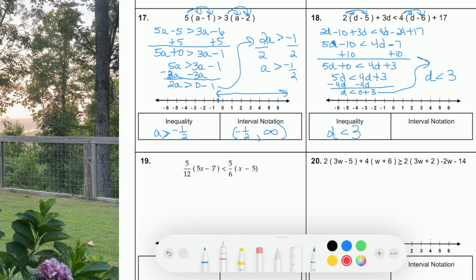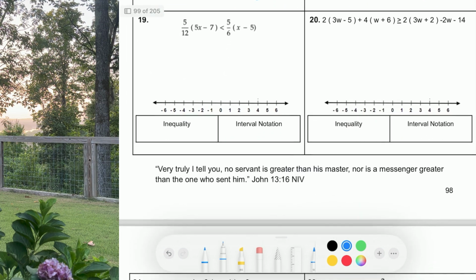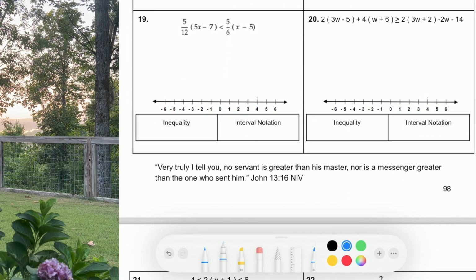Right, so I'm going to change colors for this graphing just because it's so close to the line. I don't want it to get confused with the blue. So let's see here, 3. It says d is less than that, so we're going to have a parentheses, and then it's going to go in this direction. The interval notation is going to be parentheses negative infinity, comma, 3 parentheses.